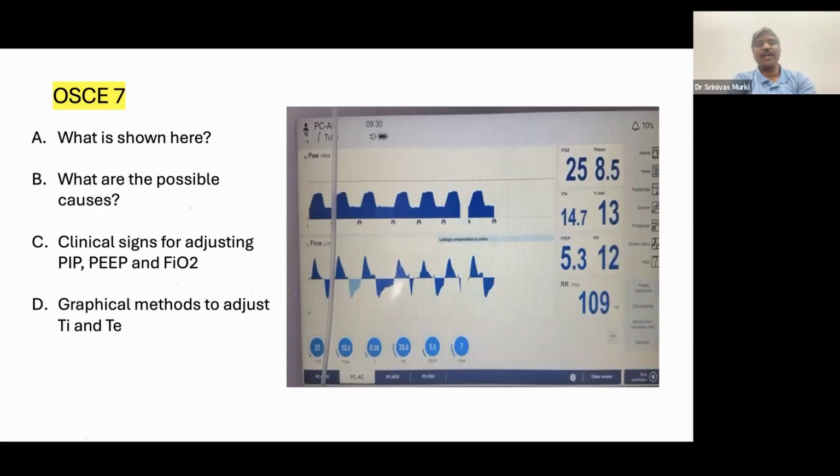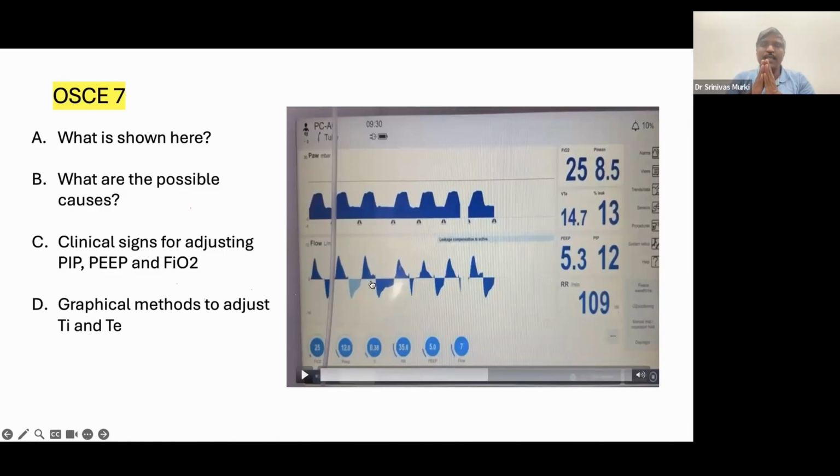Okay, now how will you know your TE is inadequate? So you need to increase the TE. Auto PEEP or air trapping is seen on the flow time graph. So how will you know that? I think you can see in the second graph here that even before the expiratory flow has come to zero, inspiration has started.